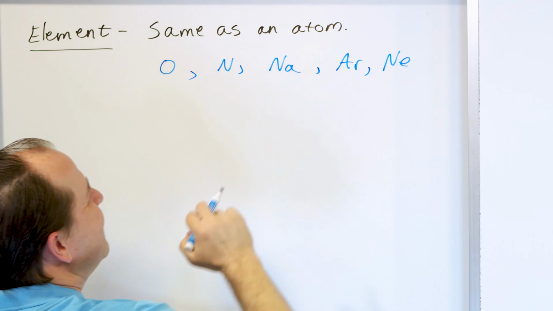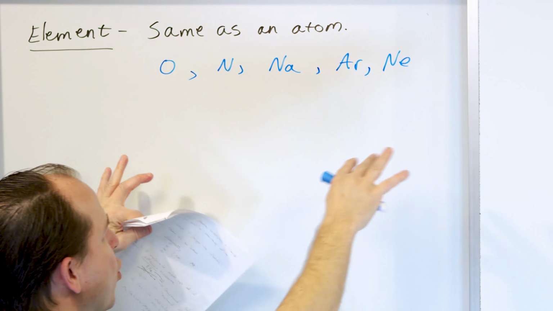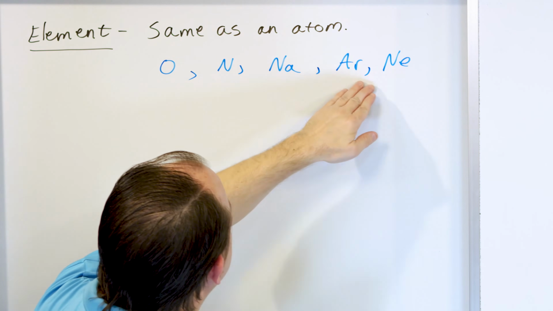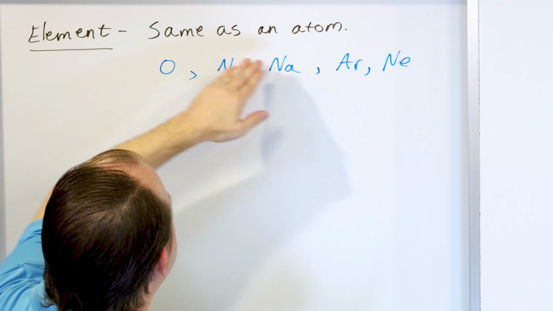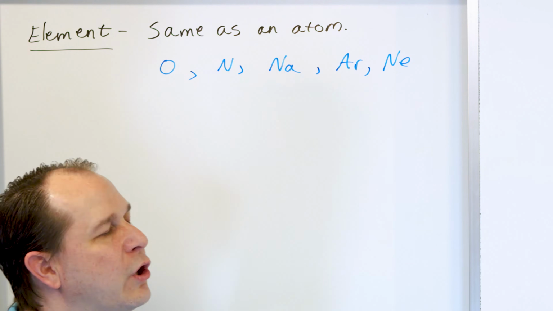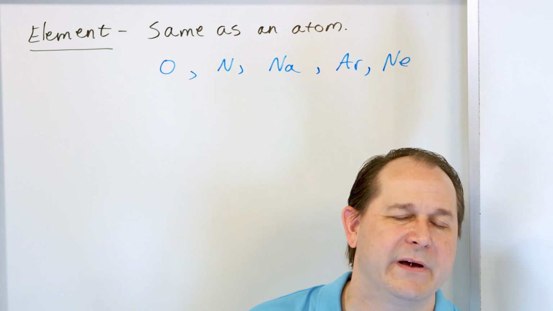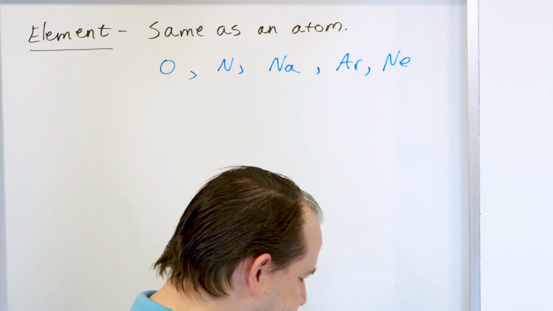You might see those neon signs that glow orange or whatever, right? So we have all of these different symbols on the periodic table. We call it the periodic table of the elements. You could also call it the periodic table of atoms, because elements and atoms are the same thing.